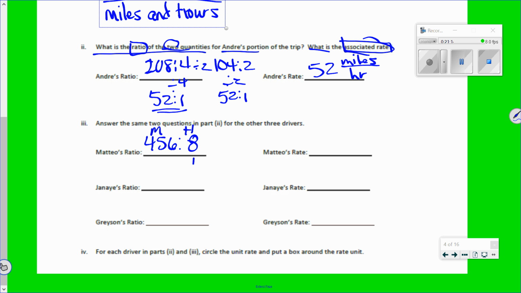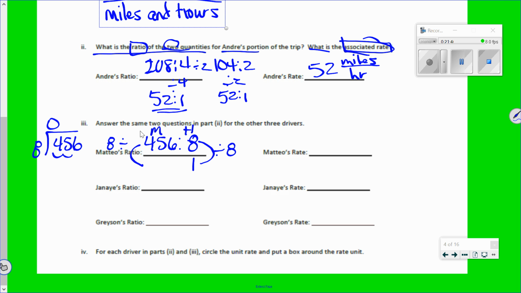1 hour. So, are we getting bigger or smaller? Smaller. So we're multiplying or dividing? What do we divide 8 by to get to 1? 8. So if we divide this side of our ratio by 8, we have to divide the other side of our ratio by 8. Can 8 go into 4? No. Can it go into 45? Yes.